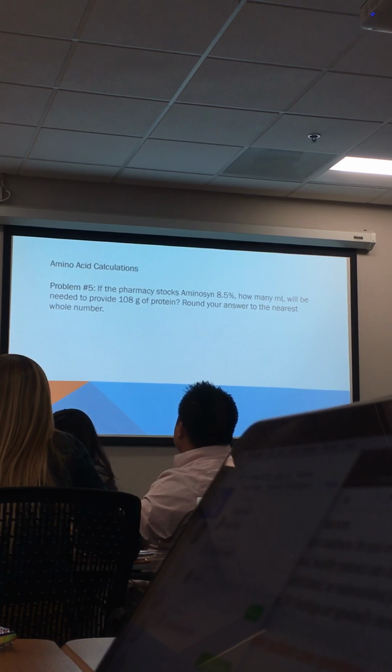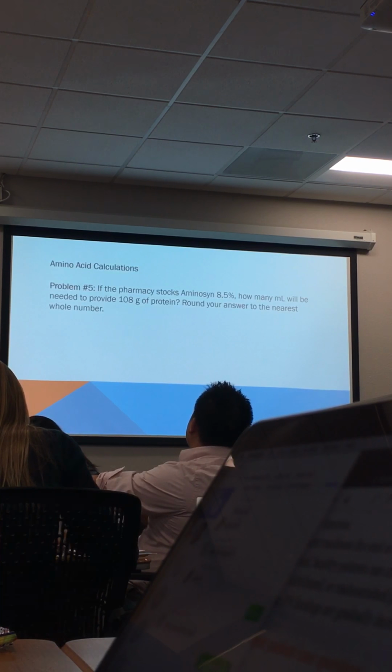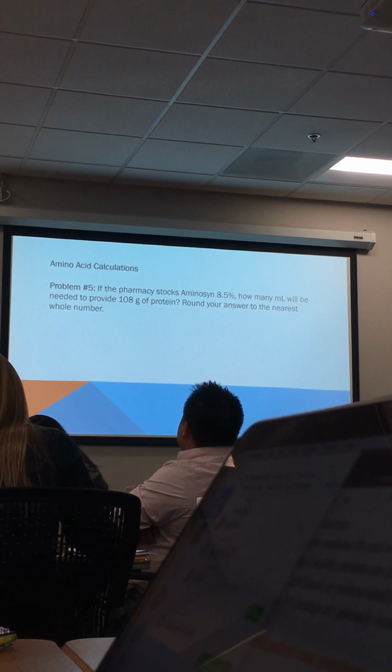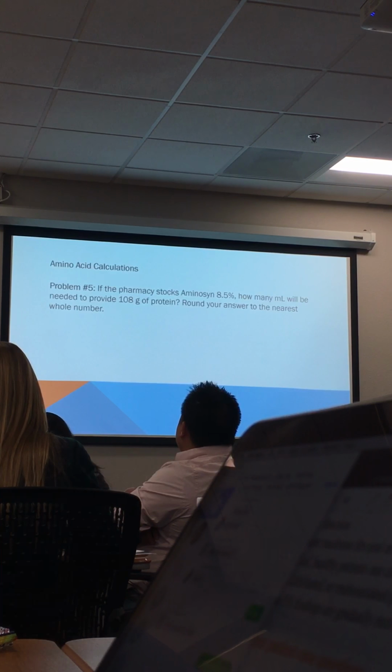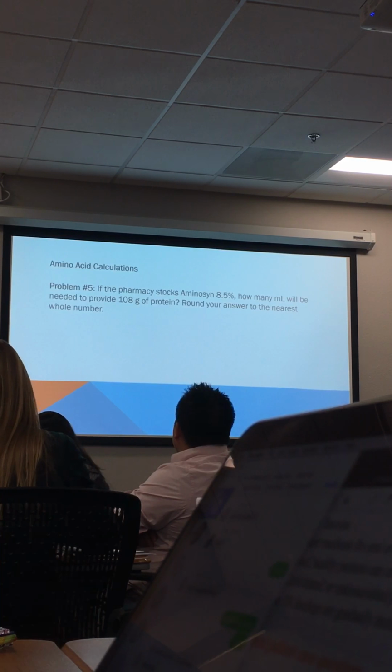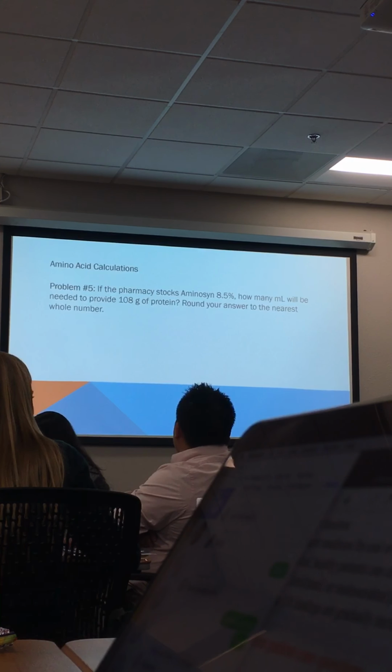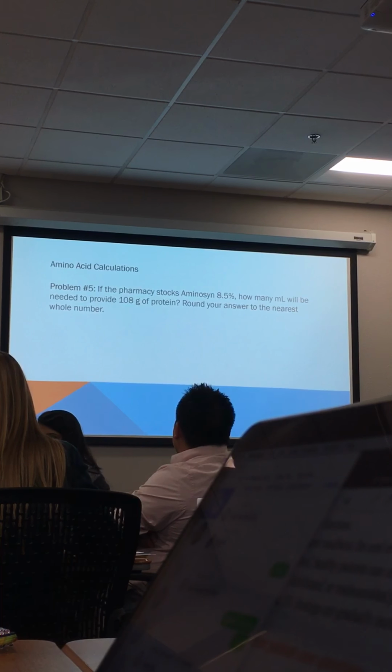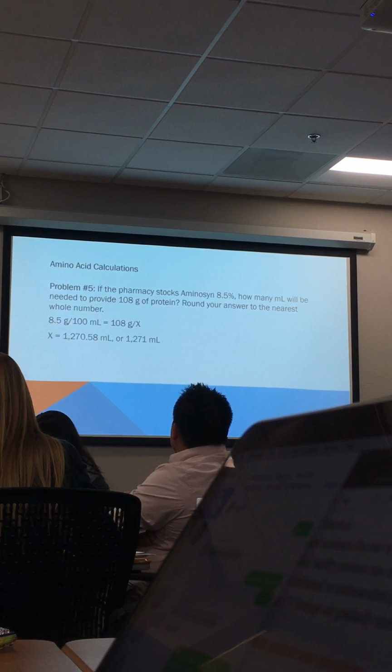What does this percentage mean? It's 100 milliliters. In 100 milliliters, Aminosyn contains 8.5 grams of protein, right? And then you have 108 grams of protein, and then you put 100 on the top, 8.5 on the bottom, times 108. Then you get milliliters, right? So here is the calculation for you.